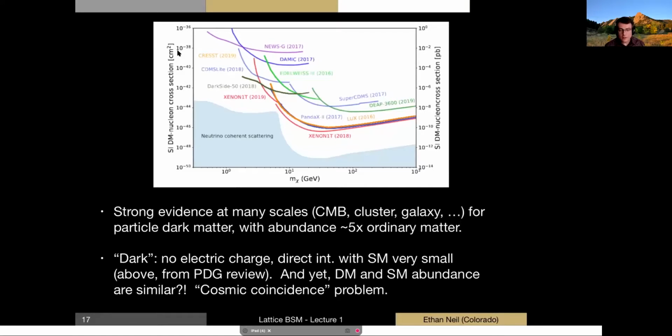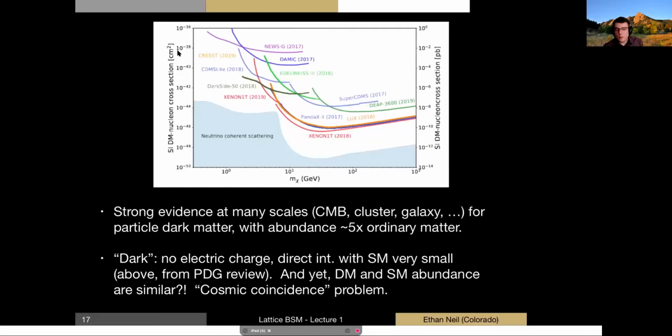And we know it's dark in the sense that, first of all, it has to have no electric charge from a variety of constraints, including indirect ones or cosmological constraints. But more than that, we know at this point from experiments searching for dark matter collisions with ordinary matter, any direct interaction with the standard model is very small. So this is one of the standard sketches from the PDG review above. Cross sections are below 10 to the minus 40 centimeters squared. The cross section for just simple exchange of a Z boson, which is a pretty weak force, is somewhere way up off the top of the plot. So this is very, very weak indeed.